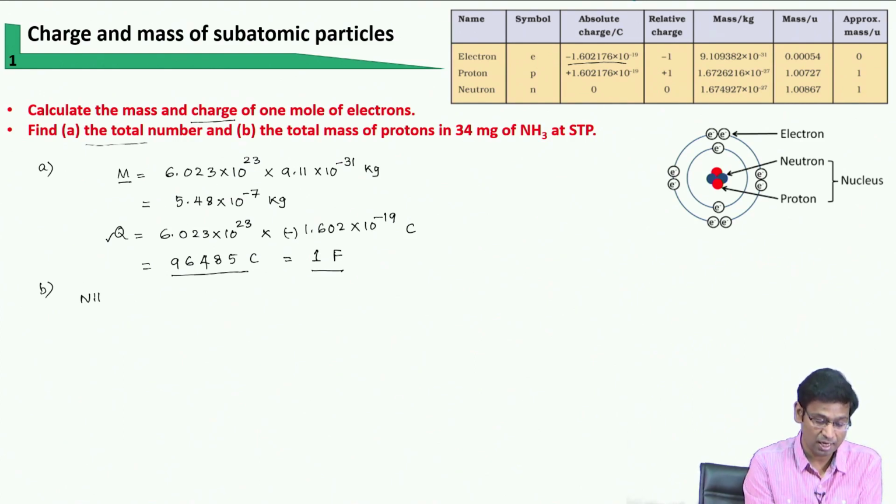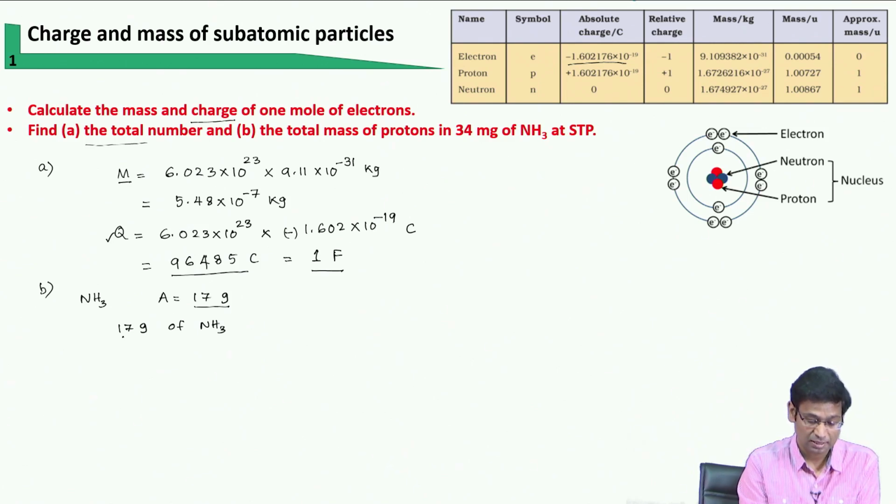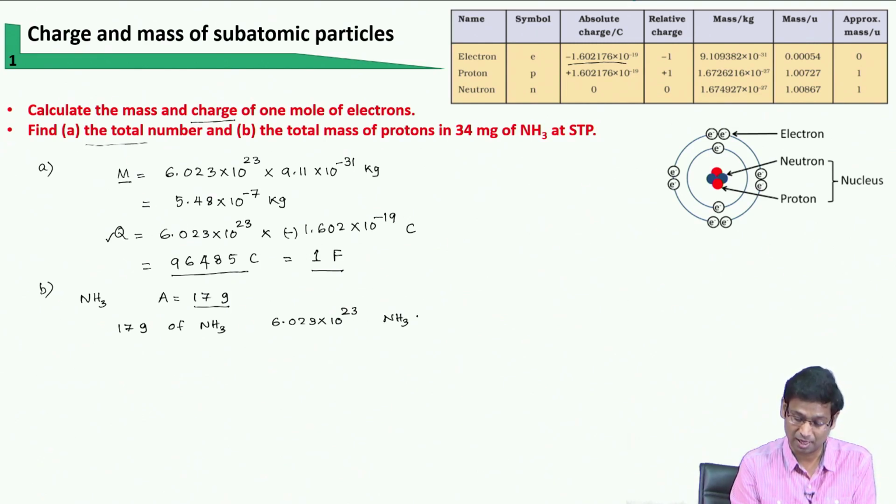Ammonia has 1 nitrogen atom and 3 hydrogen atoms, so its molecular mass is 17 gram. This is a molecule, so this is the molecular mass of ammonia. 17 gram of ammonia contains 1 mole of ammonia molecules, that is 6.023 into 10 to the power 23 ammonia molecules, because this is its molecular mass.